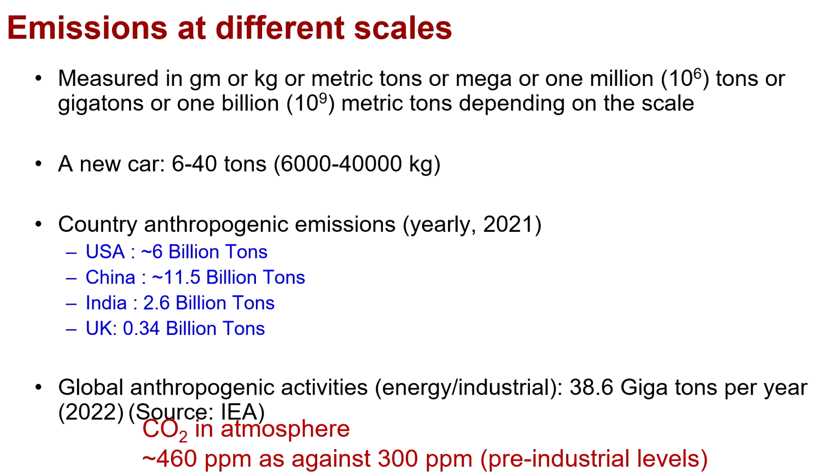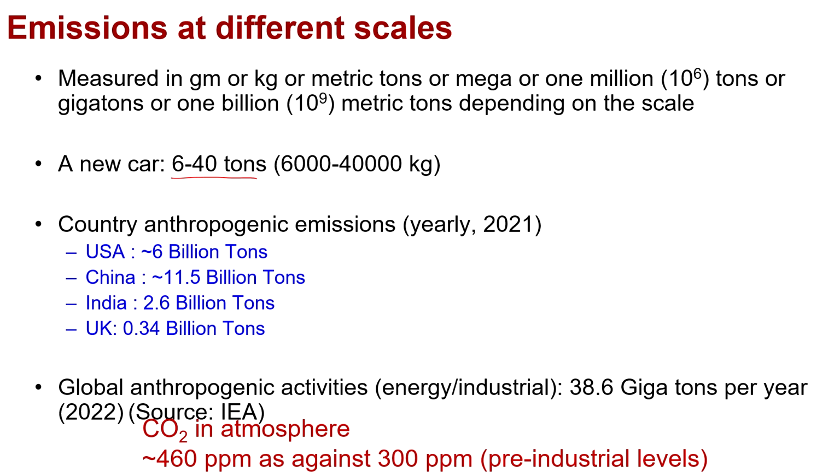So, if you look at emissions on different scales, generally we measure emissions in gram or kilogram or metric tons or megatons or million tons or gigatons or billion tons. Million is 10 to the power 6, giga is 10 to the power 9, billion is 10 to the power 9. For example, a new car, we all buy cars, and a new car can range depending upon its type from 6 to 40 tons. Just to make a new car, the embodied carbon dioxide, the amount of carbon dioxide that we have caused because of manufacturing of this car could be anywhere from 6 to 40 tons.